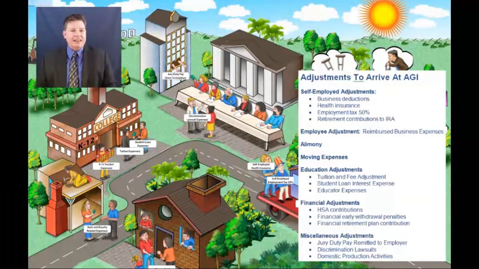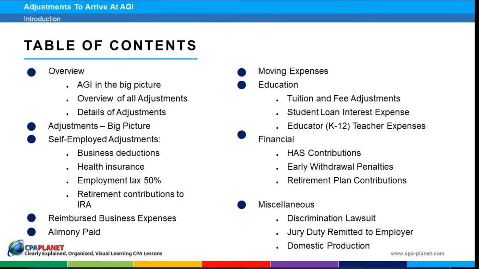So with that being said, let's go ahead and continue and start the lesson and study the adjustments. Here are the topics we're going to cover in this lesson. 1. Overview. What are adjustments to arrive at AGI? 2. Where do adjustments to arrive at AGI fit into the individual tax big picture? We always show you the big picture in all of our lessons, so you know what part of the exam you are studying.